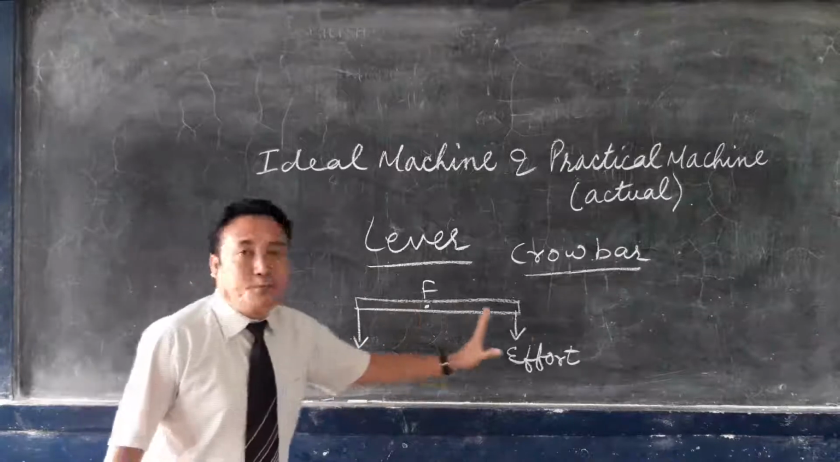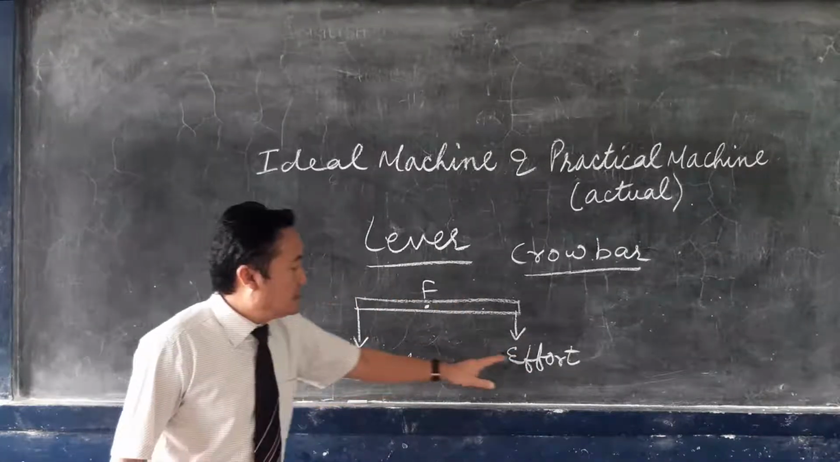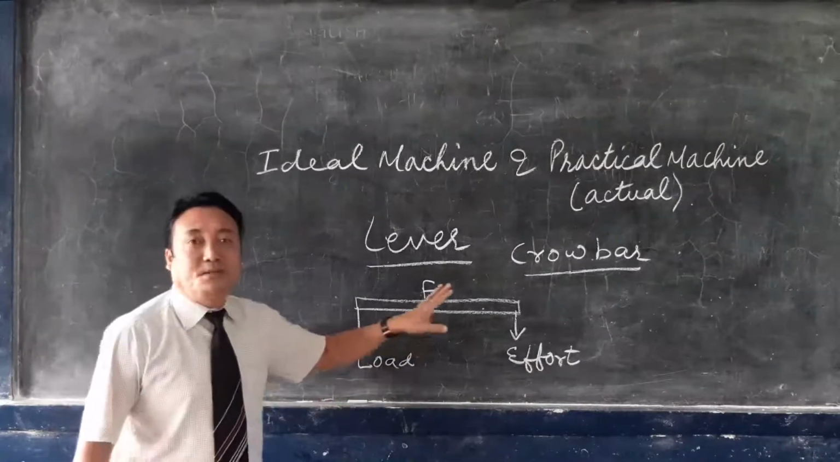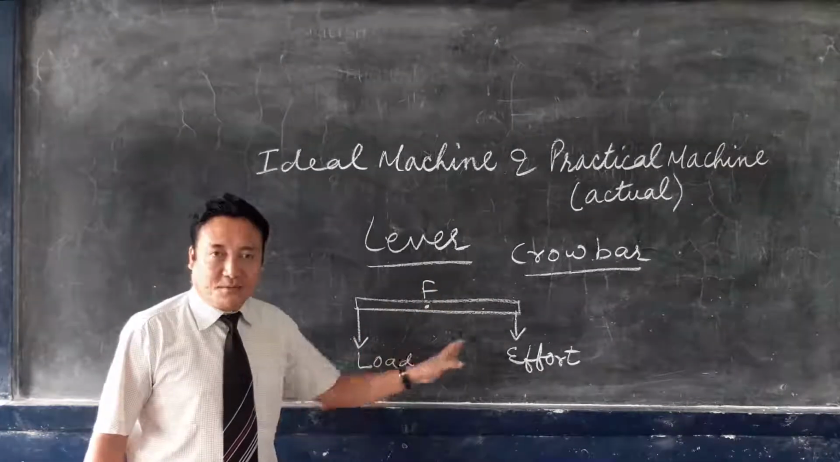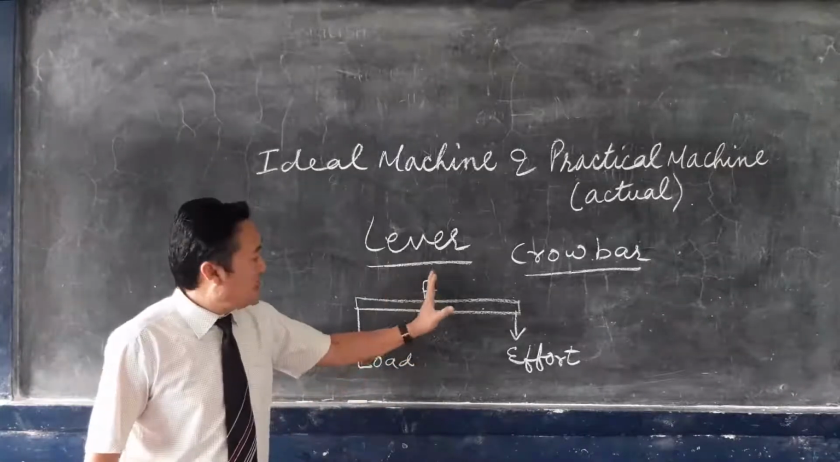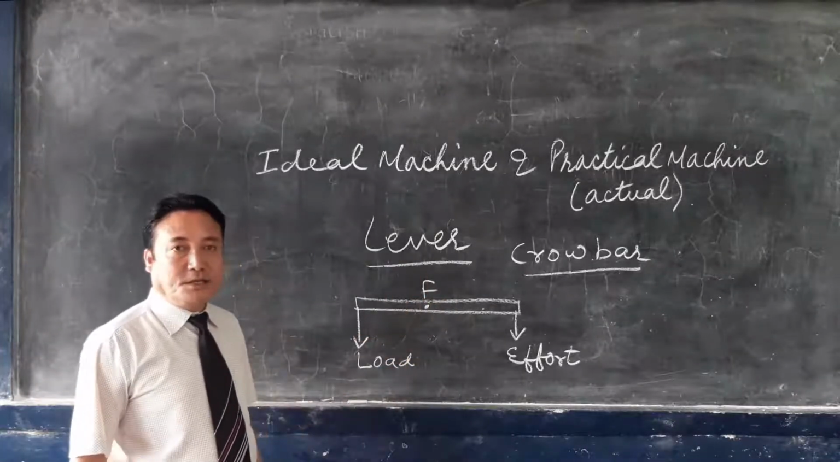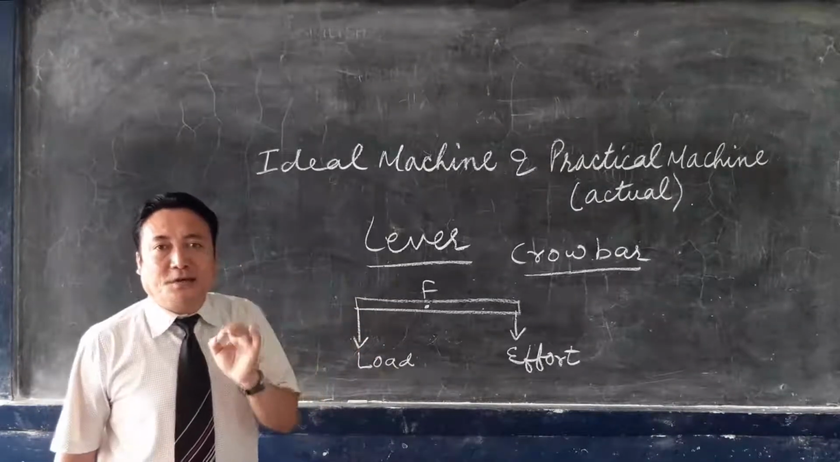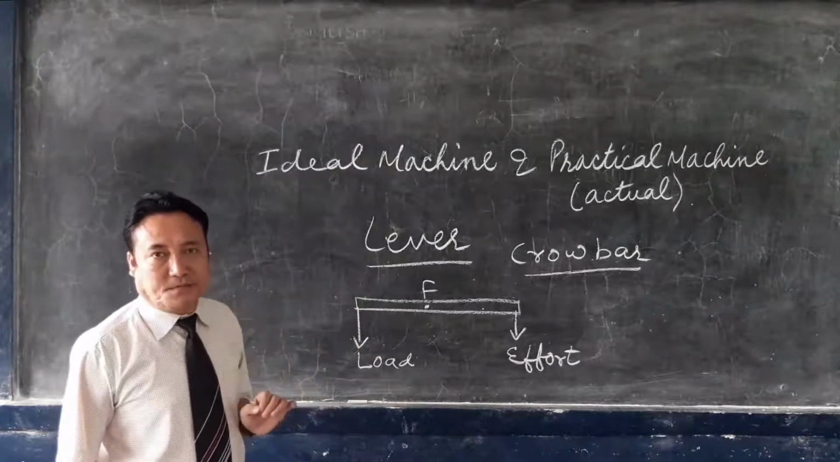So in the lever, there are 3 points you have to remember. One is the fulcrum, the other one is the effort, and the load. Now, since the fulcrum is between the load and the effort, let us consider it at the center. Now from here, there are two things you have to remember: one is the effort arm and the other one is the load arm.